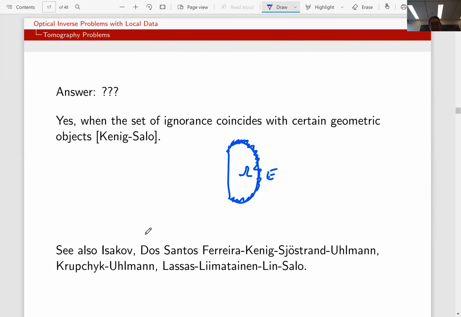There's also this paper by Viktor Isakov, which relies on a reflection argument and has some sort of similar results. And there's also some results for similar equations that are not quite the same.